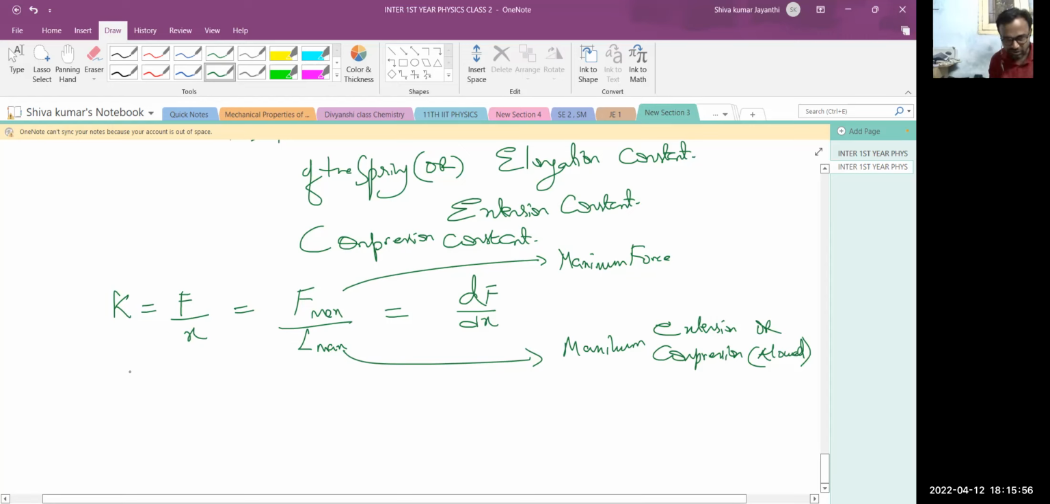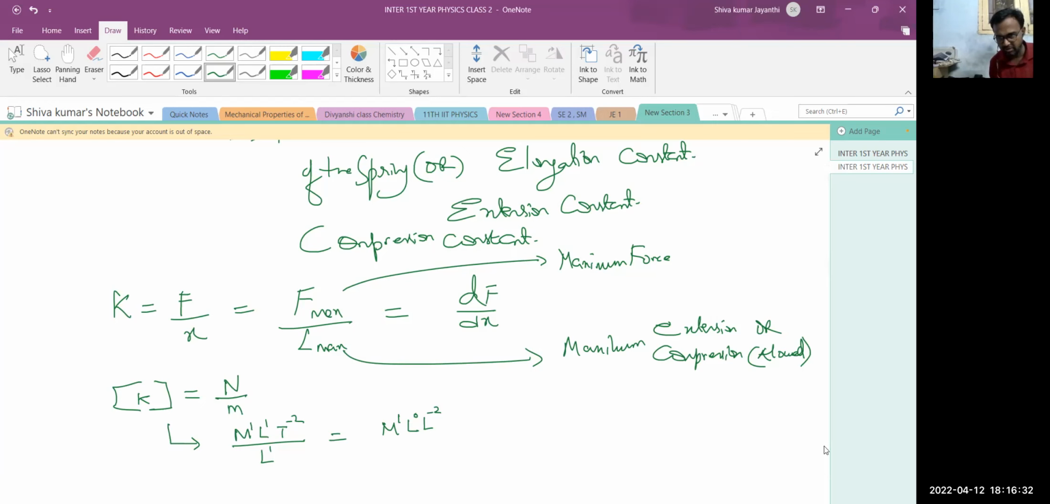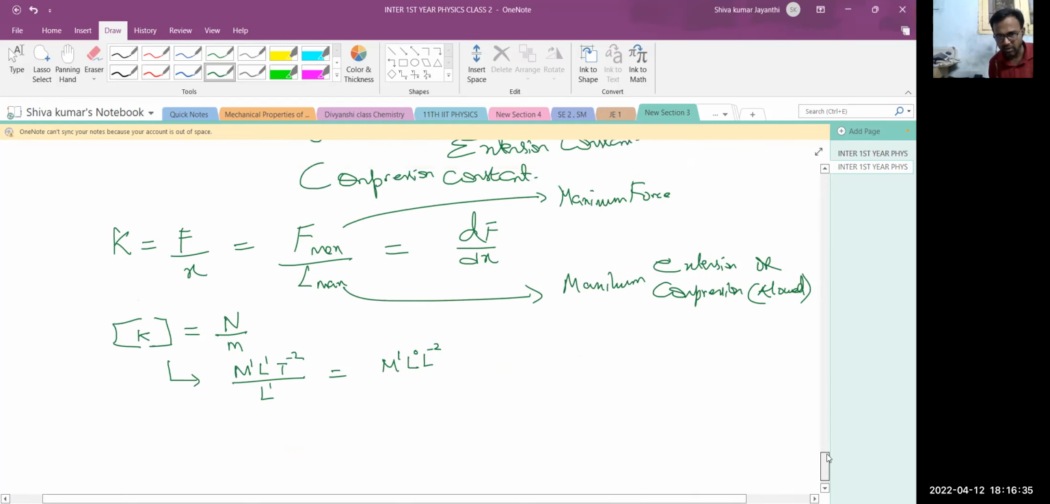Did you understand? So that is F is equal to kx, and the dimensional formula of this k, they will ask in MHT-CET and the NEET bits. The unit first of all is Newton per meter, and the dimensional formula of that is M power 1, L power 1, T power minus 2, that is force, divided by L power 1. What would you get? M power 1, L power 0, T power minus 2. It's very important in NEET bits. Force constant dimensions, they're asking many times. Understood this?